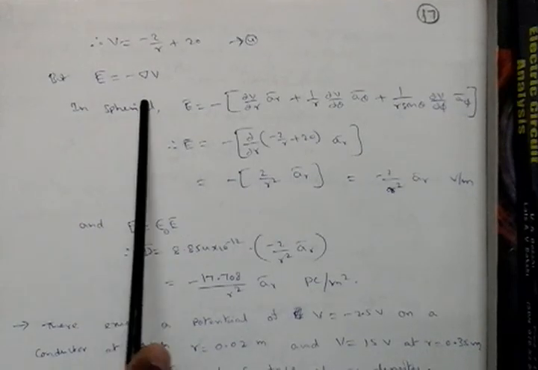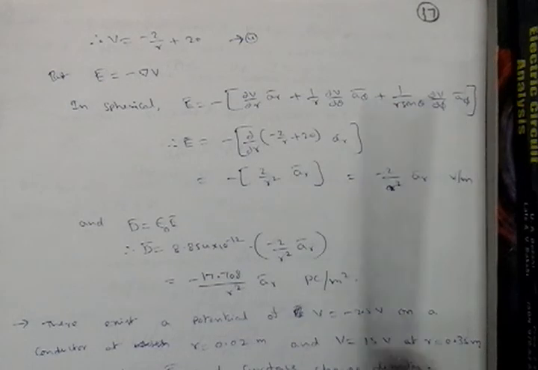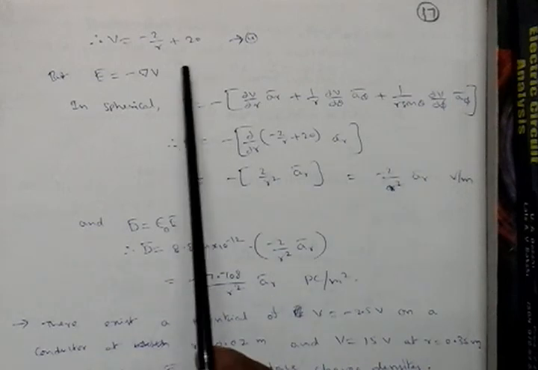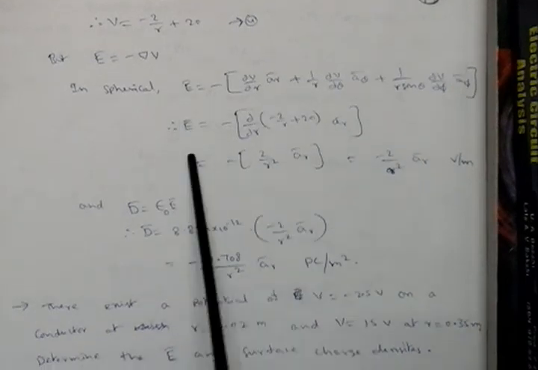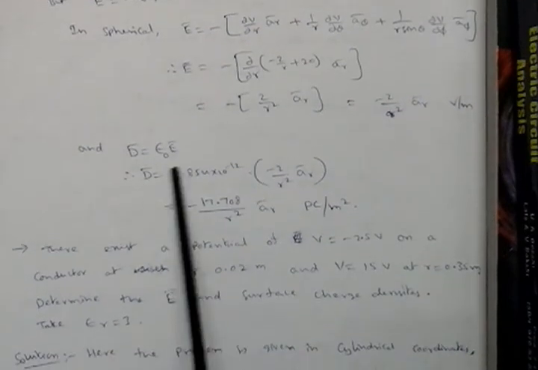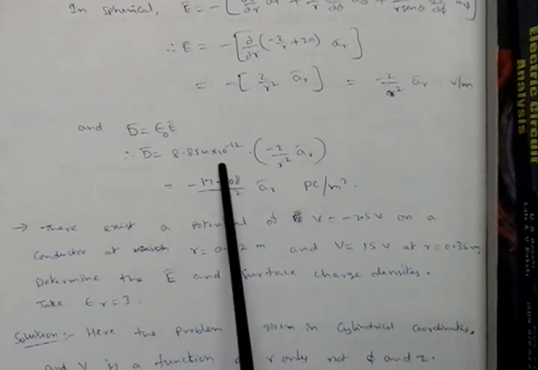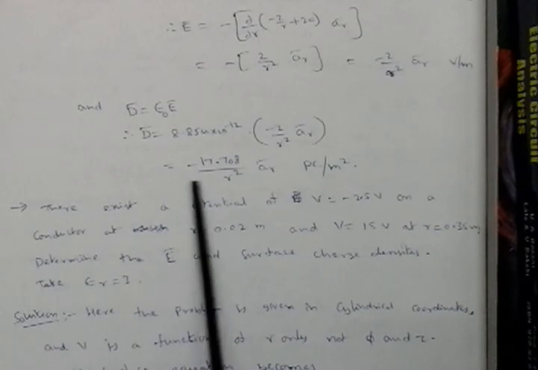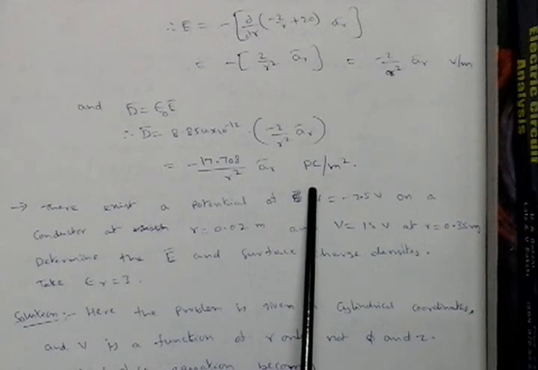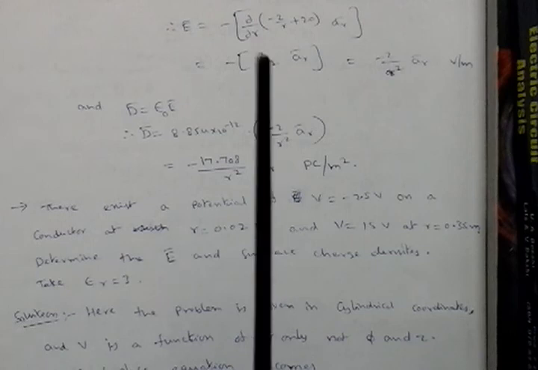Next, we need to determine the E bar. E bar is equal to minus del V. We need to write down the complete expression, and the phi term and theta term will be neglected because V is a function of R only. So finally, E bar is equal to this. Then next we need to determine the D bar. D bar is equal to epsilon naught E bar. Epsilon naught is this value and E bar is equal to this. Finally we will get the D bar, where D bar is equal to this value. So this is the problem based on the spherical shell, just calculation of E bar and D bar only.